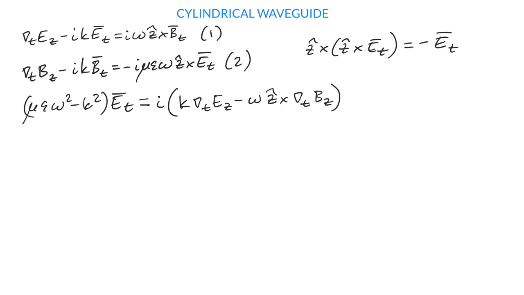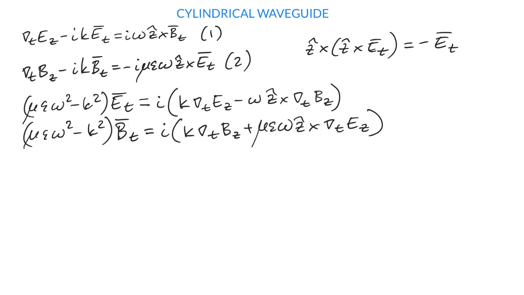We can use the same method to eliminate Et to find Bt. In order to do this, we simply take the first equation and cross it with z, and then the z cross Et can be combined with z cross Et in the second equation and eliminate it. So if we do this, we'll get a very similar expression for Bt. So these last two equations allow us to find Et and Bt if we know Ez and Bz, as long as the factor on the left in the brackets does not vanish.